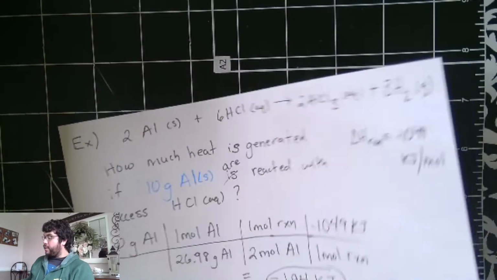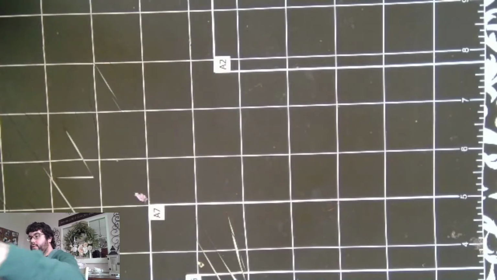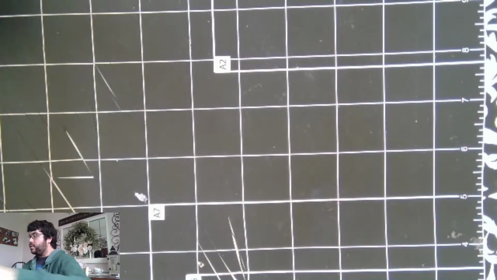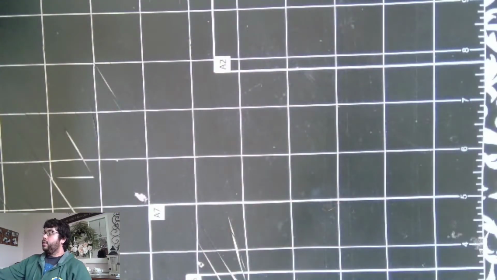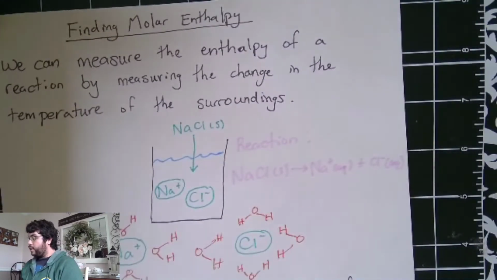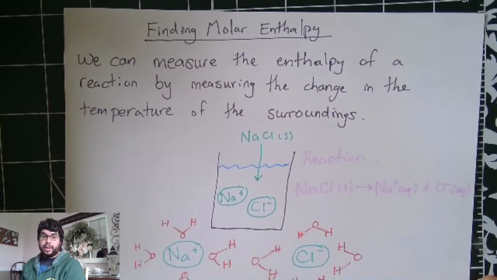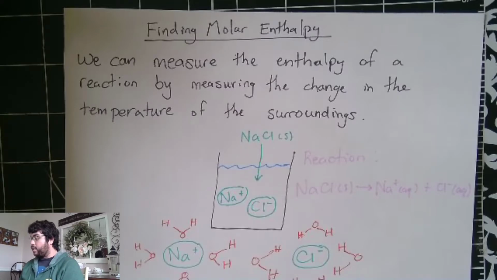Now, those aren't too bad in my opinion. It's basically just a stoichiometry kind of problem. The next kind of problem that I want to go over is, how do we find the enthalpy of a reaction? These numbers just don't come out of thin air. They're measured by actually doing reactions. So let me give you an example of what would happen to figure this out.